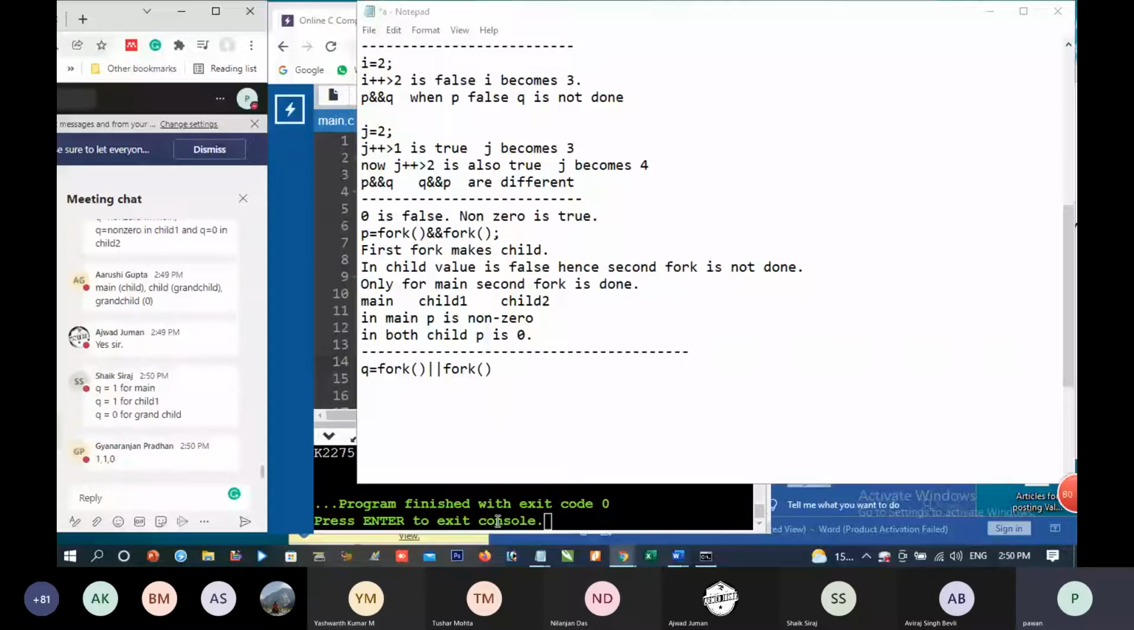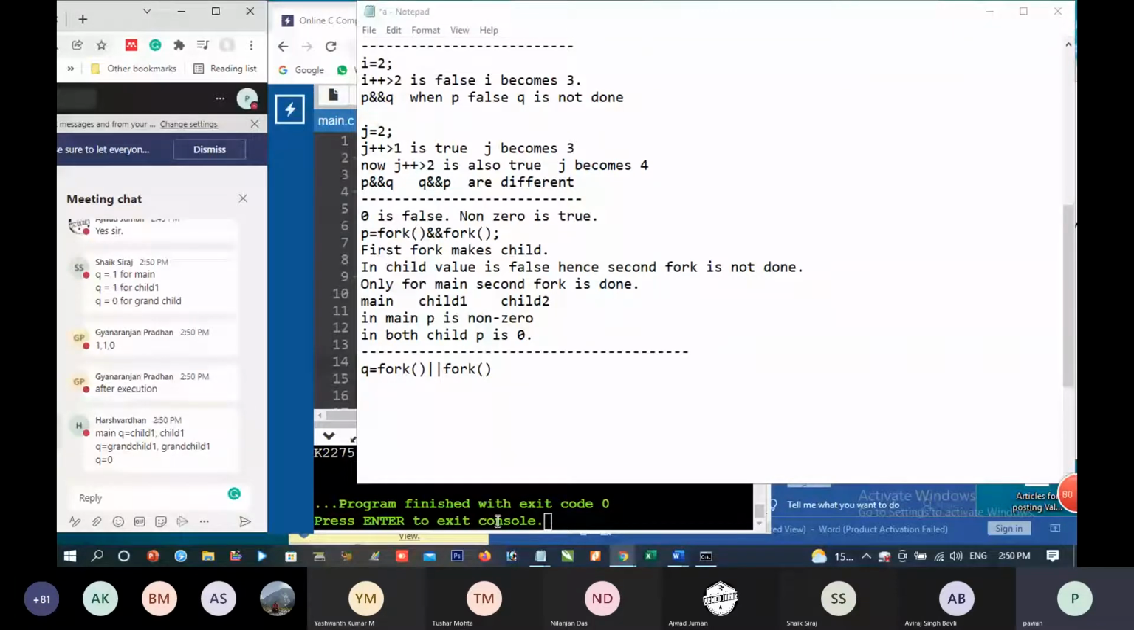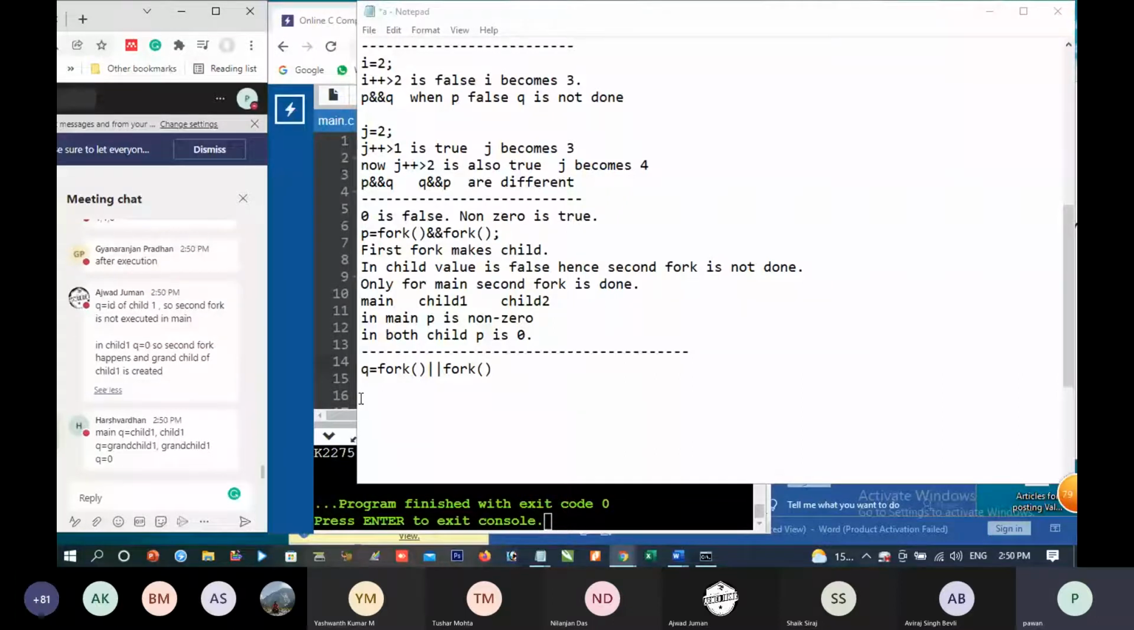How you are telling this, Sarik? Yes, after execution. Okay. But why you gave the answer which you gave sometime back? From which logic you gave this answer? Okay, fine. Now we proceed further.